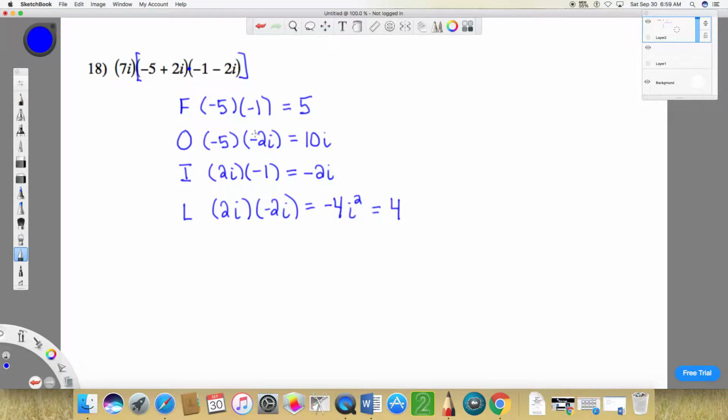So now we add up these terms, and you can see that the 5 plus the 4 is going to give us 9. So we've got this 7i that we haven't done anything with yet, and it's getting multiplied times this product, and we have just found this product to be 5 plus 4 is 9, and 10i minus 2i is 8i.